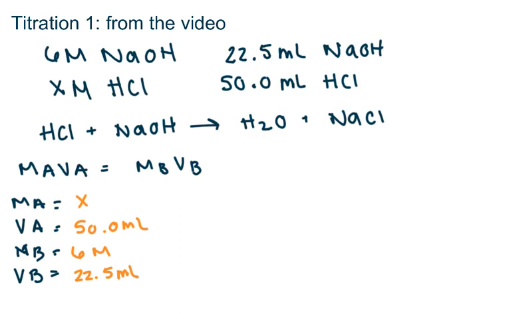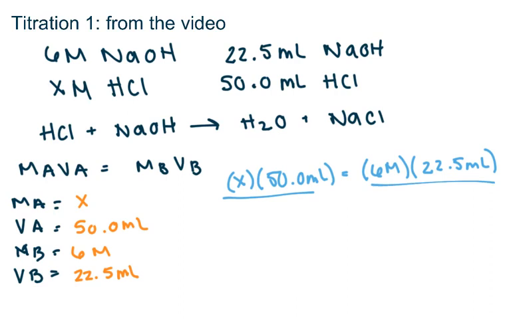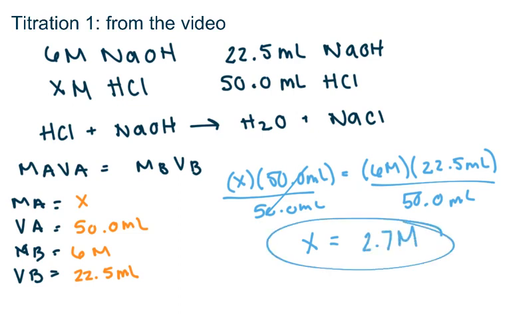Now that I have all of that information, I can plug it into my formula. So I'm going to have X times 50 mL equals 6 molar times 22.5 milliliters. From here, it's just regular algebra, solve for X. Divide by 50 on this side, divide by 50 on this side, and we end up with X equaling 2.7 molar. Very straightforward, very simple. Plug and play is how I like to call it. You take the information that you're given, plug it into the formula, and solve across.